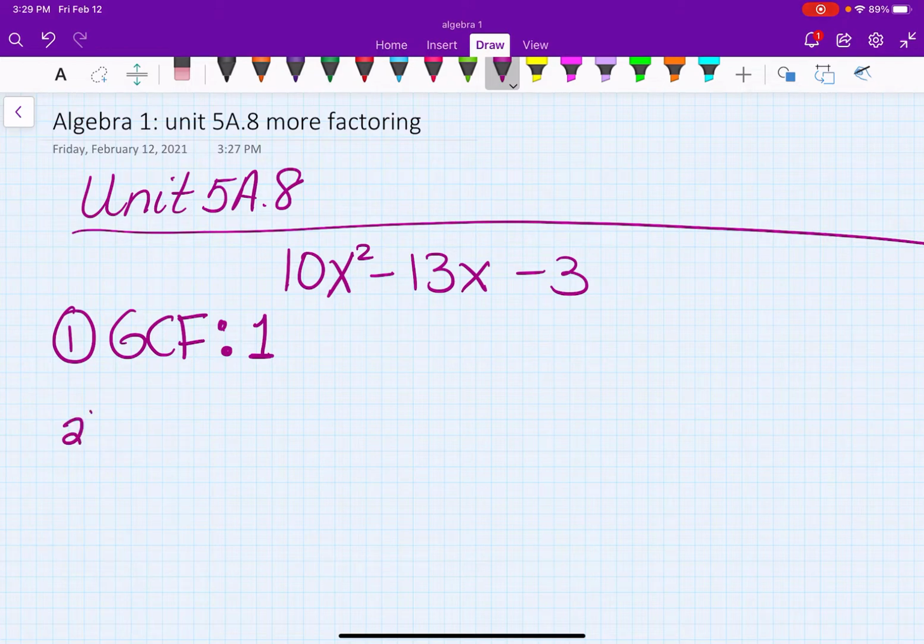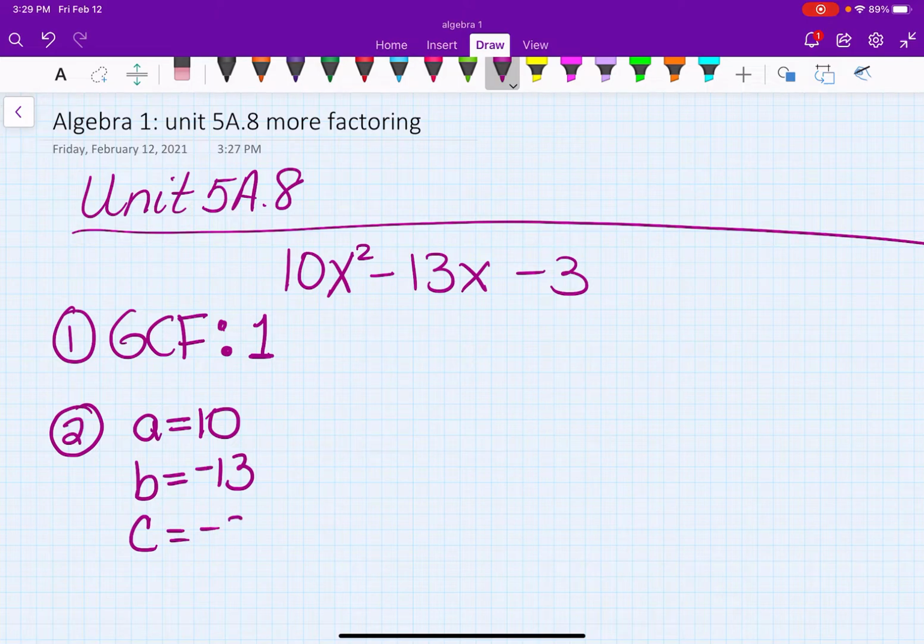Second step, A, B, and C. A is 10, not 10x squared, just 10. B is negative 13. Be careful of that. And C is negative 3. Magic X time.